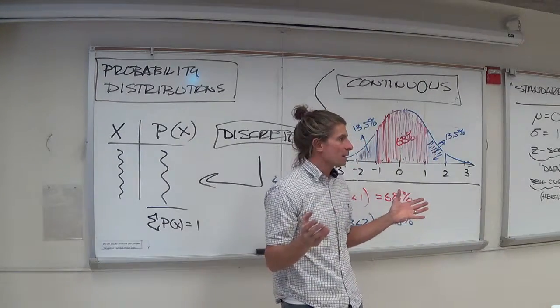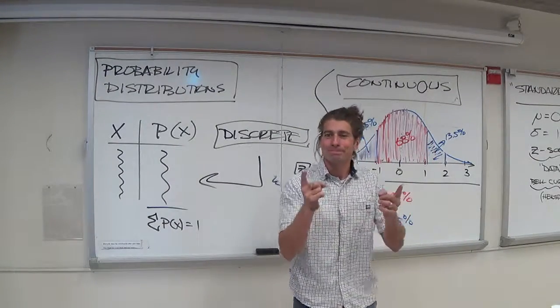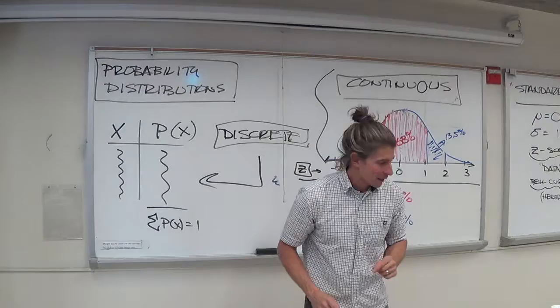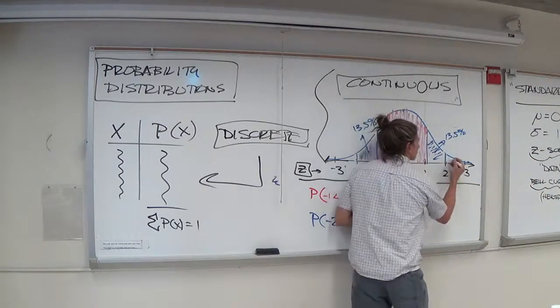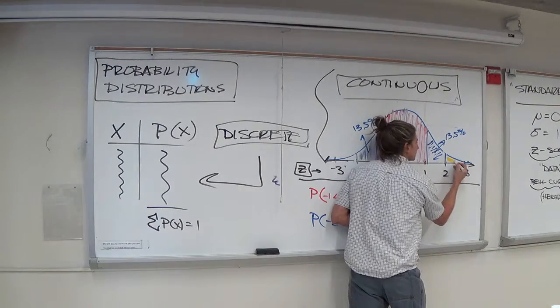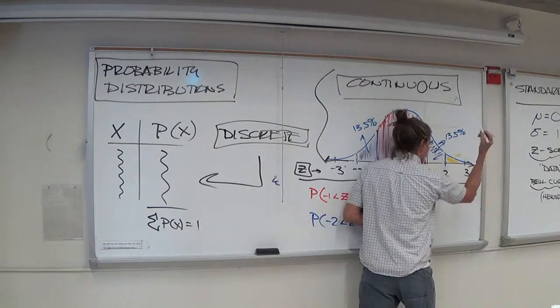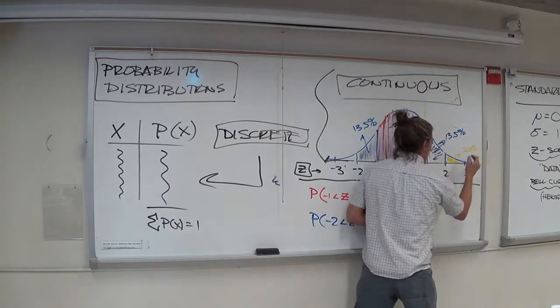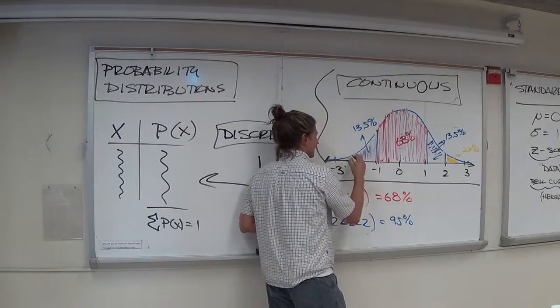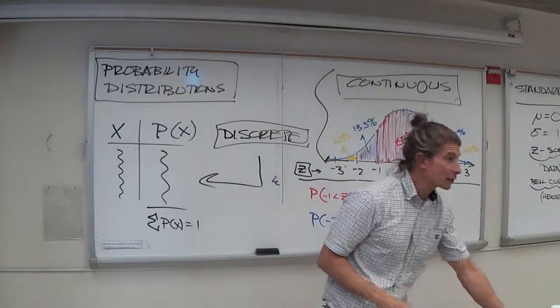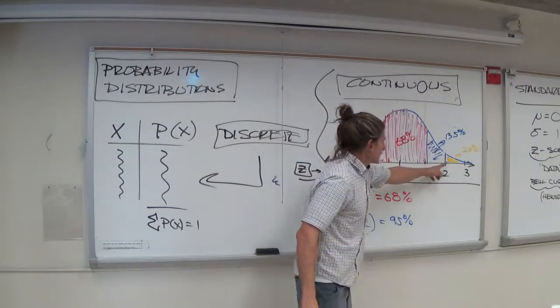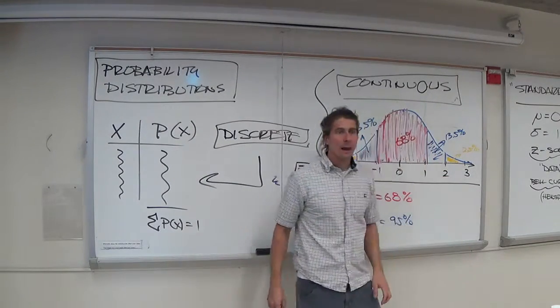Where are the 5%? That's where your outliers live. So how much is over here? 2.5%. 2.5 over there. And how much is over here? 2.5. There's your entire curve. Now here's the catch. Where does that 2.5 stop?